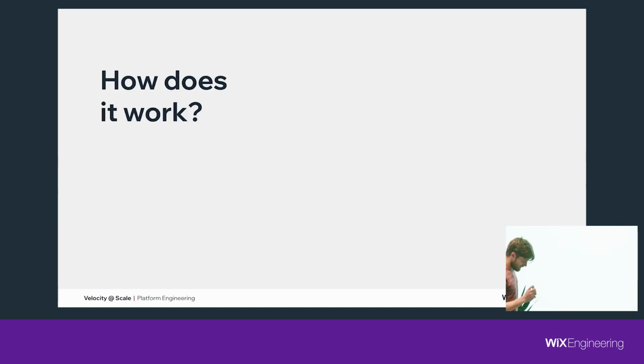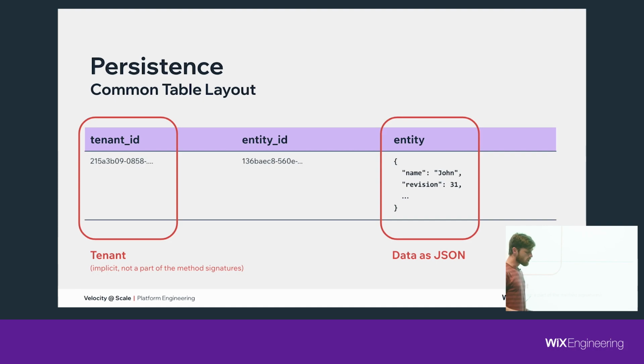Next. Now, it brings us to a question, how does this beauty work under the hood? So, under the hood, all SDL tables look the same. Three columns: tenant ID, entity ID, and the data as JSON. And there is a beauty in this simplicity, because no matter which SDL I work with, I always know what its schema, its table structure, looks like. Okay, beautiful.